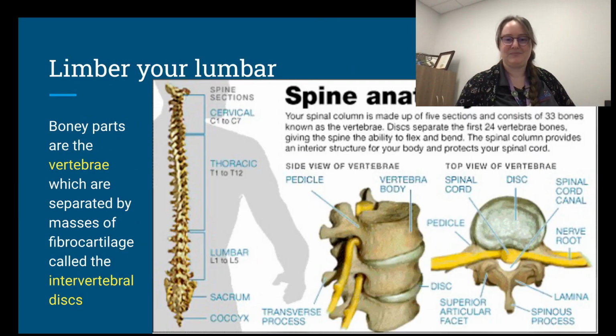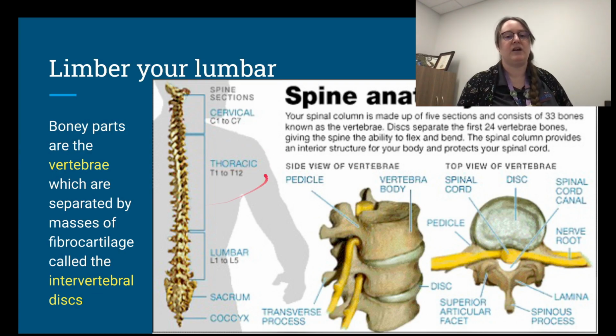Anyway. So, spine. The bony parts of the vertebrae, which are separated by masses of fibrocartilage, are called the intervertebral discs. So we have sections of our spine, and this is where we find the differences in the spine bones themselves. You've got your cervical, which are thinner, and they allow you to move your head around, so you can do this. And that's from C1 to C7.